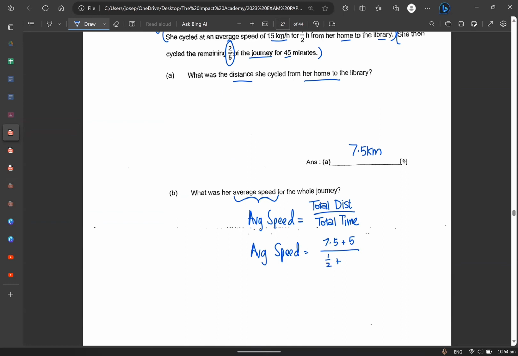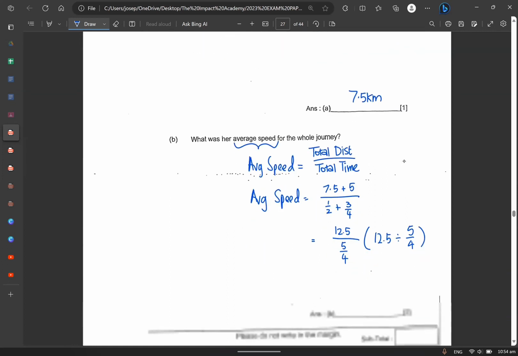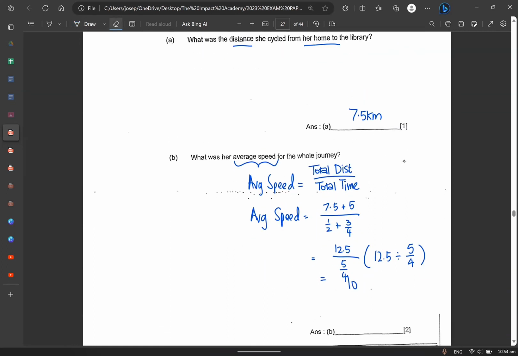So half plus 3/4. 7.5 plus 5 gives me 12.5, over half plus 3/4, which is basically 5/4. If this is confusing to you, you can just write down 12.5 divided by 5/4. I apologize for that, 5/4. So 12.5 divided by 5/4, you will get an answer of 10 kilometers per hour. Therefore, this is your answer for this question.